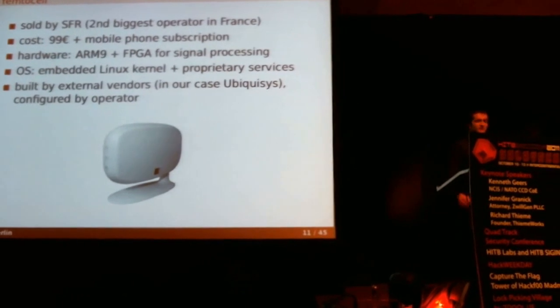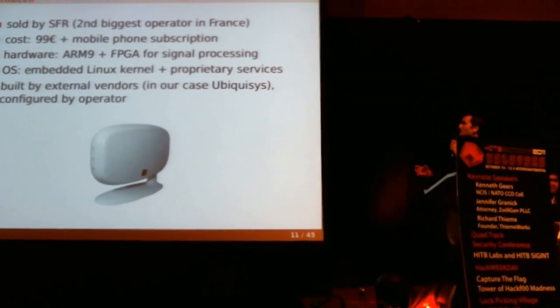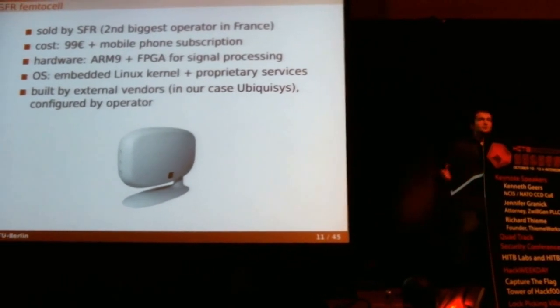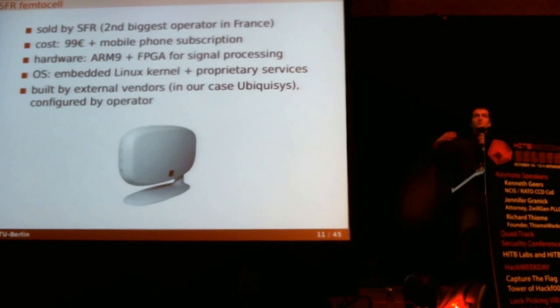So now we've seen what femtocells are, and we want to get one. To get a femtocell, first you need a mobile phone subscription at your operator, and then you ask your operator, please, I don't have any coverage at home, can you send me a femtocell? We used the SFR operator, the second biggest one in France, and when we got this femtocell, it was 100 euros, so it's quite cheap. You don't pay monthly, you just pay this 100 euros once, and then you have the femtocell at home, but you need the mobile phone subscription. That's the most important point, and that's why sometimes it's hard to get femtocells.